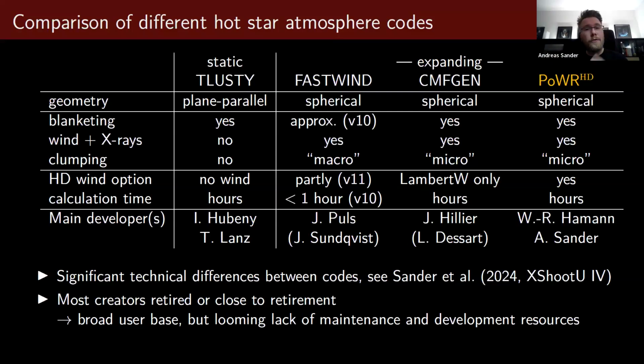Now, the code that I'm using is not the only one. There are a few codes that are used in our field. If you have a negligible wind, you can get away with using a plane parallel code. The typical one here is JWST, which includes proper iron line blanketing. And then if you need to use an expanding code, there are essentially three that are used in the field of hot massive stars: FASTWIND, CMFGEN, and PoWR. The one that I'm working with is PoWR, which I've used here in this HD variant, and I will come back to in a minute while we're doing that.